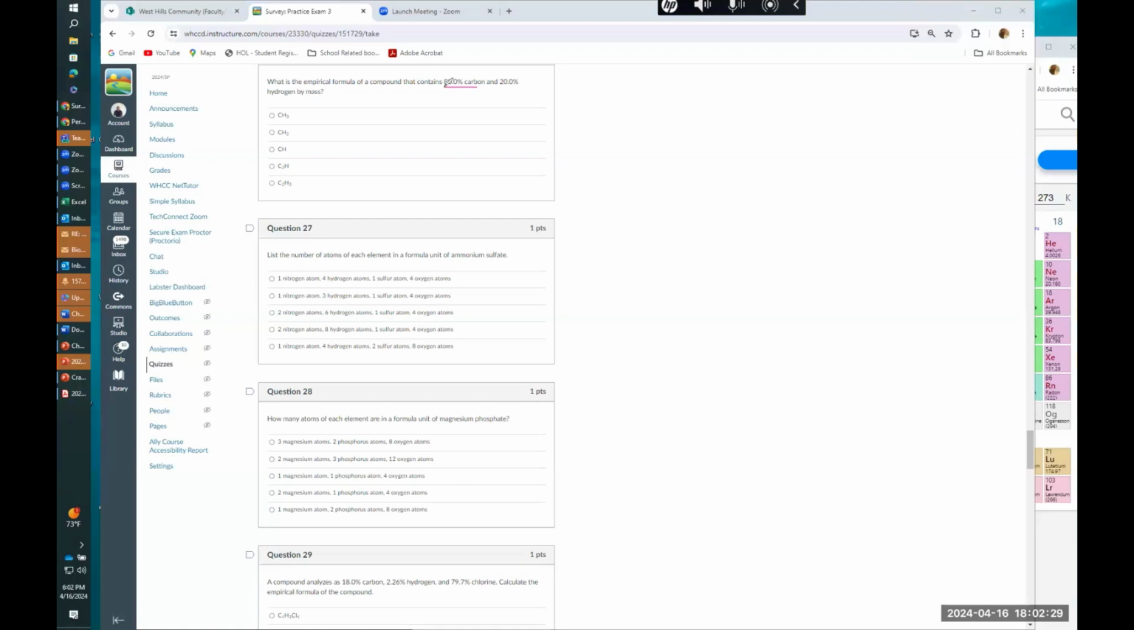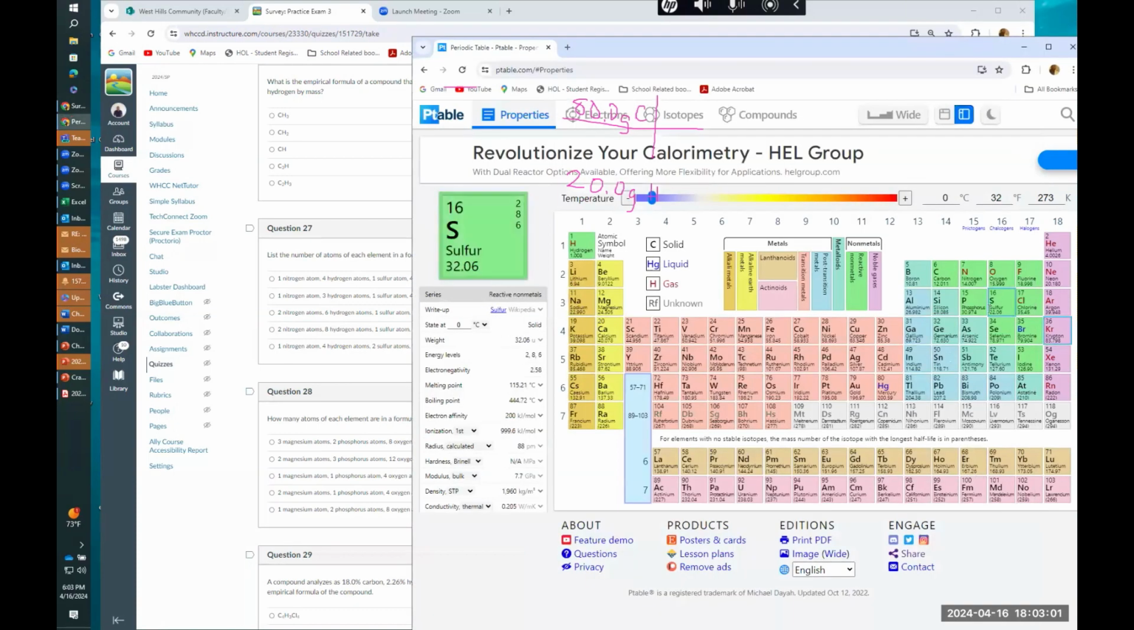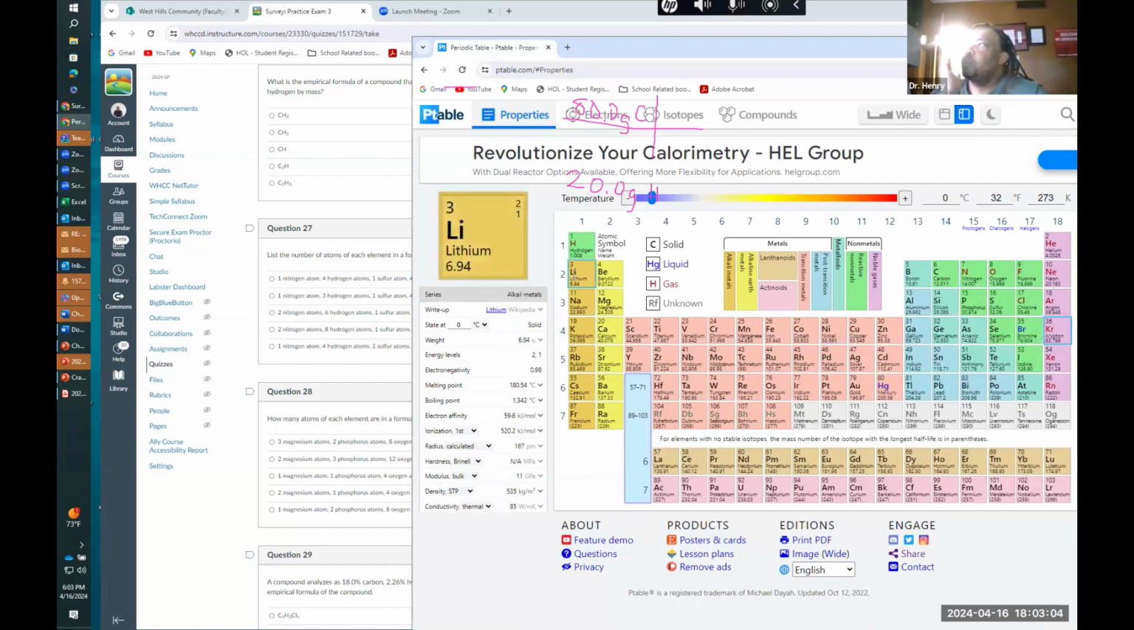So if we assume that we have 100 grams of the entire thing, that means this is going to be 80 grams of carbon, and this is going to be 20 grams of hydrogen. Then you're going to take its molar mass and divide by it. So carbon weighs 12 grams based upon our periodic table, roughly.